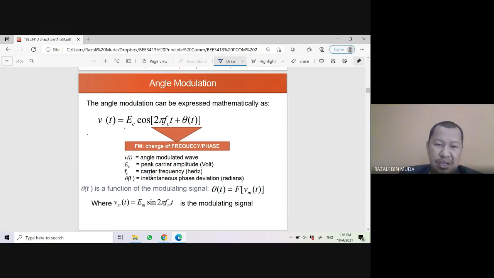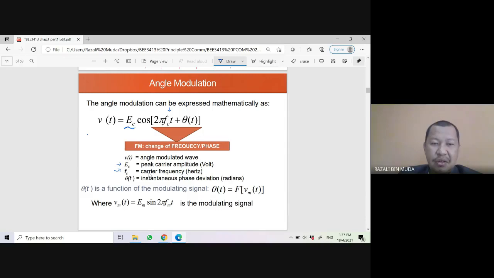So Ec, we are used to seeing this, right? This is the carrier amplitude. Ec is the peak carrier amplitude in volts. Okay, what else? Cos, of course, we know cos. 2πFc, Fc is the frequency of the carrier. Fc is the carrier frequency in Hertz.